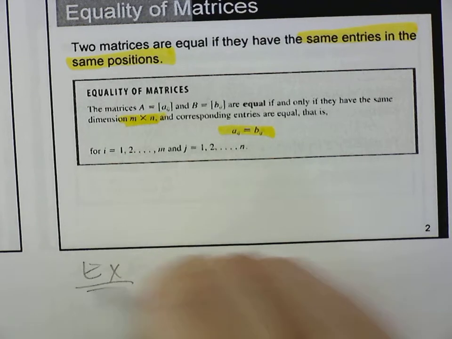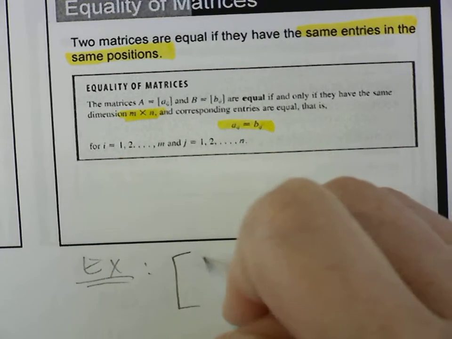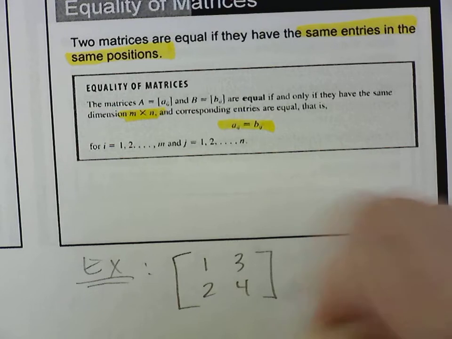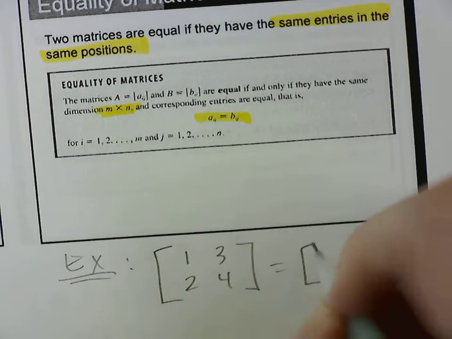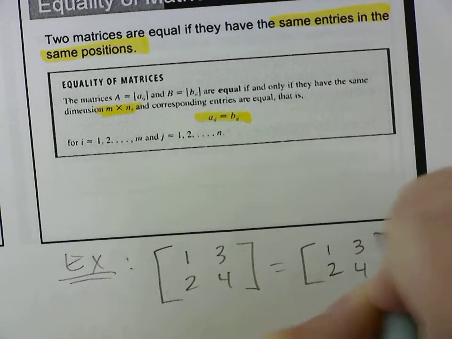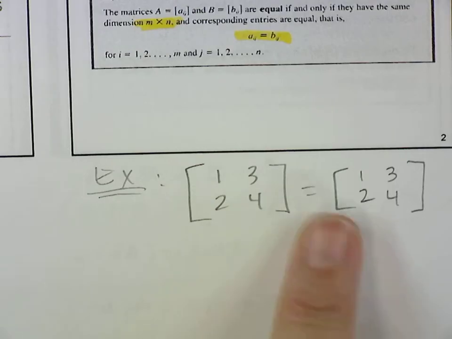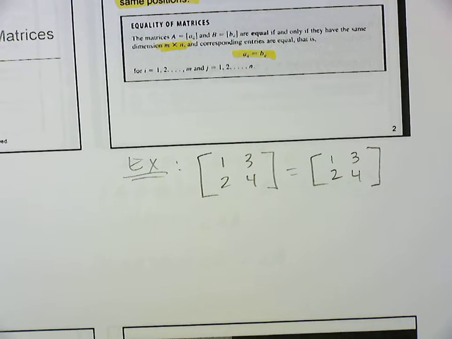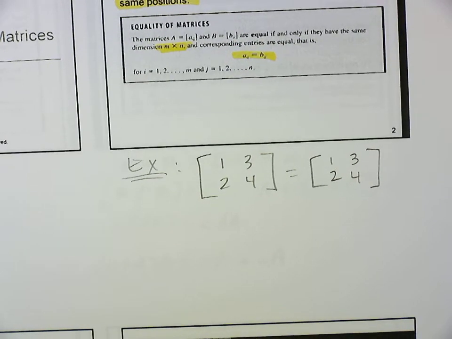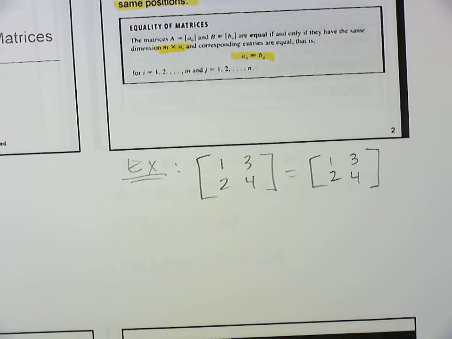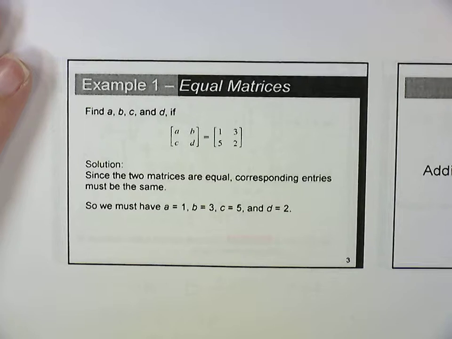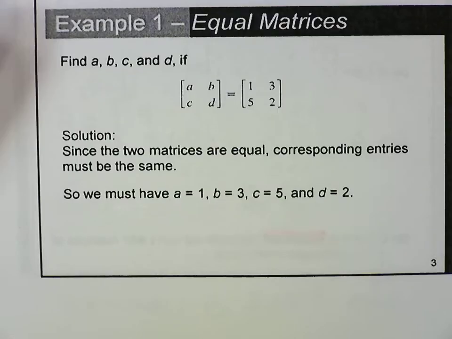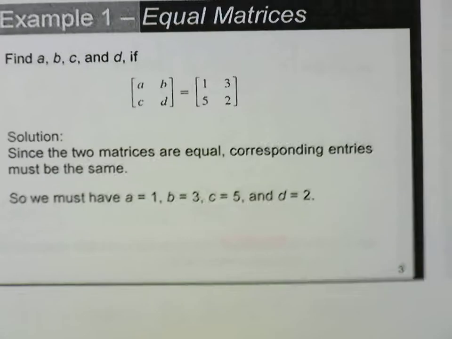An example would be, if you have 1, 2, 3, 4, that would be equal to 1, 2, 3, 4. It has to be the same entry in the same position. So what you might have to do is solve, like in example 1, you have to find A, B, C, and D. If you know A, B, C, D is equal to 1, 3, 5, 2.